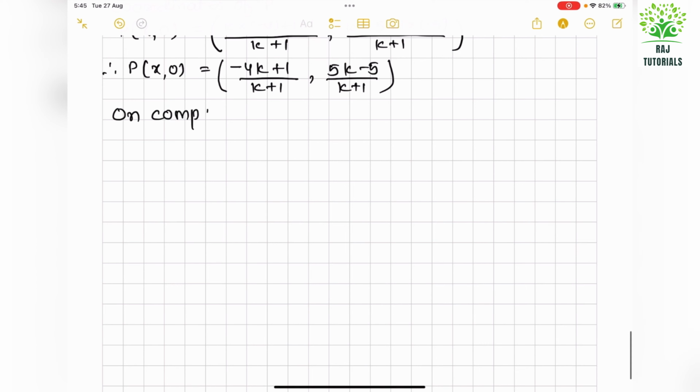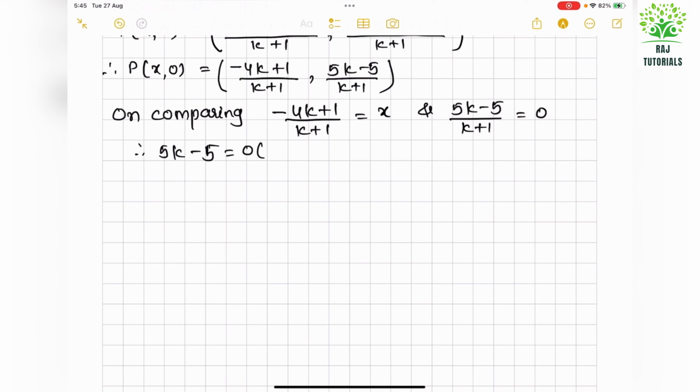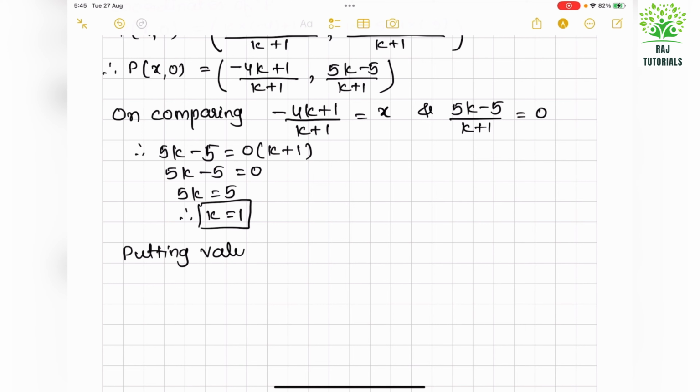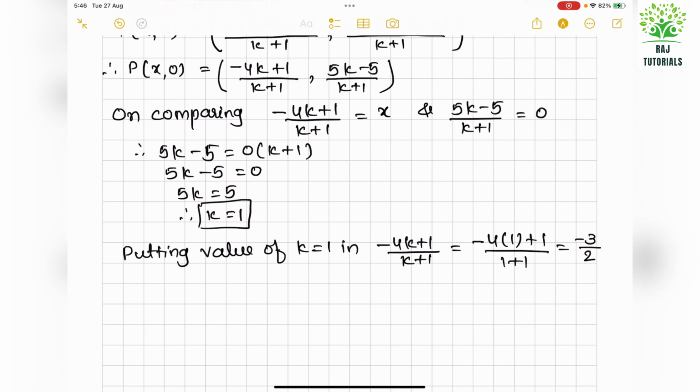On comparing, minus 4k plus 1 upon k plus 1 equal to x and 5k minus 5 upon k plus 1 equal to 0. So therefore 5k minus 5 will be equal to 0 into k plus 1. So 5k minus 5 equal to 0. So 5k equal to 5. So therefore k equal to 1. Putting value of k equal to 1 in minus 4k plus 1 upon k plus 1 will be equal to minus 4 into 1 plus 1 upon 1 plus 1. Minus 4 plus 1 will be minus 3 by 2. So therefore x equal to minus 3 by 2.